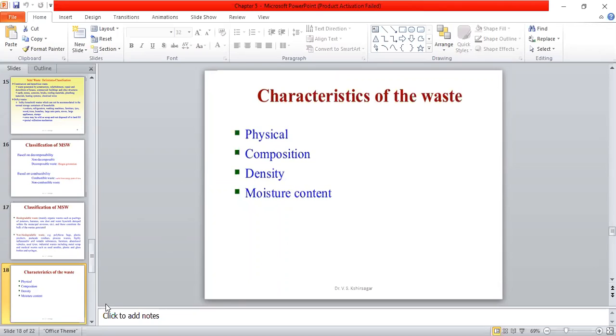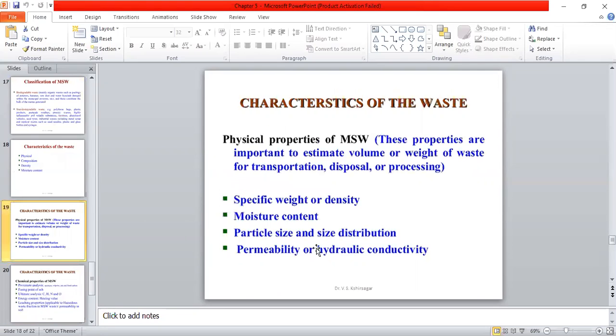These are physical characteristics: composition, density, and moisture content. These physical properties of municipal solid waste are important to estimate the volume or weight of waste for transportation, disposal, or processing. Now if you know the quantity, the weight or the volume, then you can manage the transportation or disposal process. So you should know the first physical characteristic of municipal solid waste, and that is its volume, how much weight, how heavy it is. Then you can plan for the transportation, disposal, and processing subsequently.